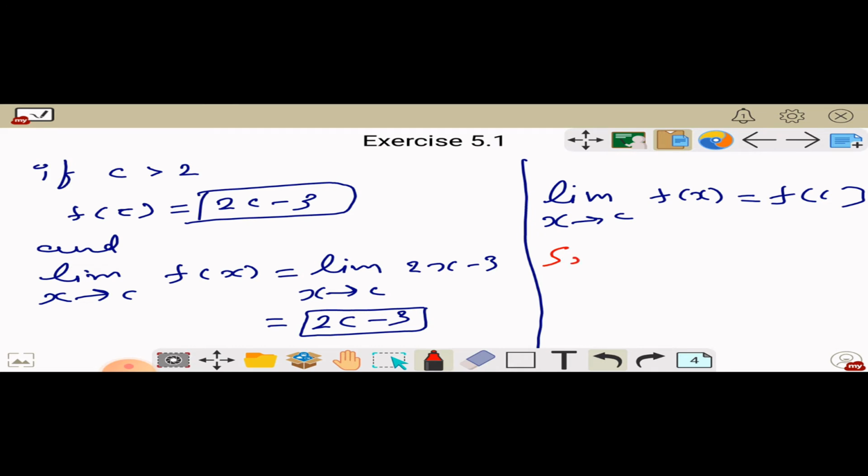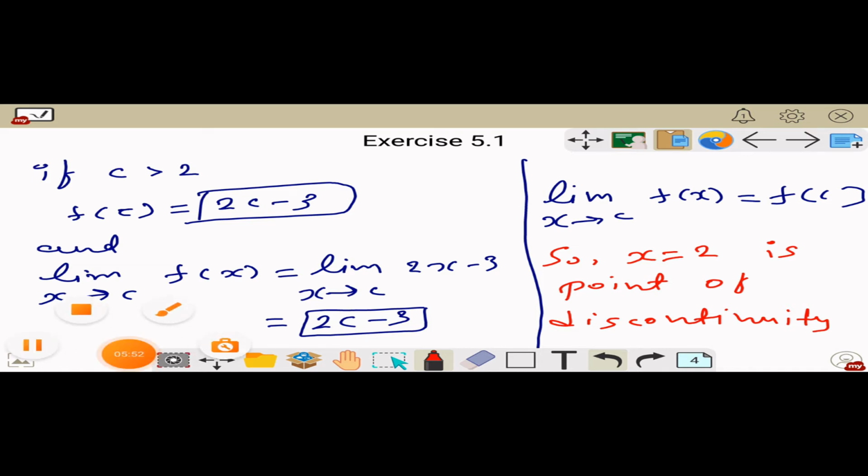So x equals 2 is a point of discontinuity for the function, right? So this is our sixth question. Now let us go for the seventh one.